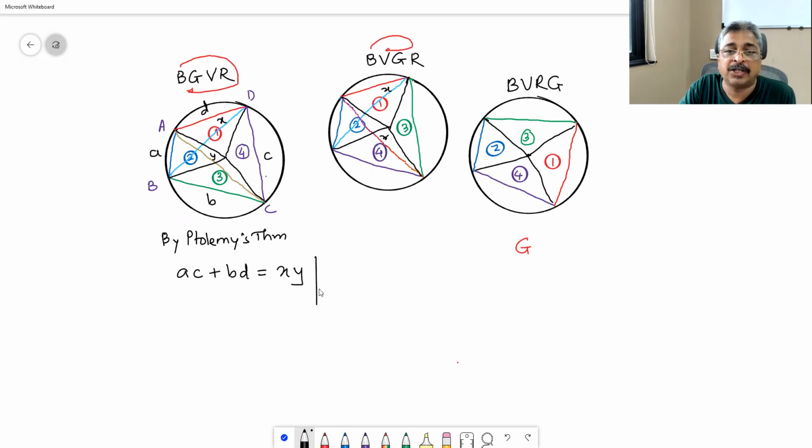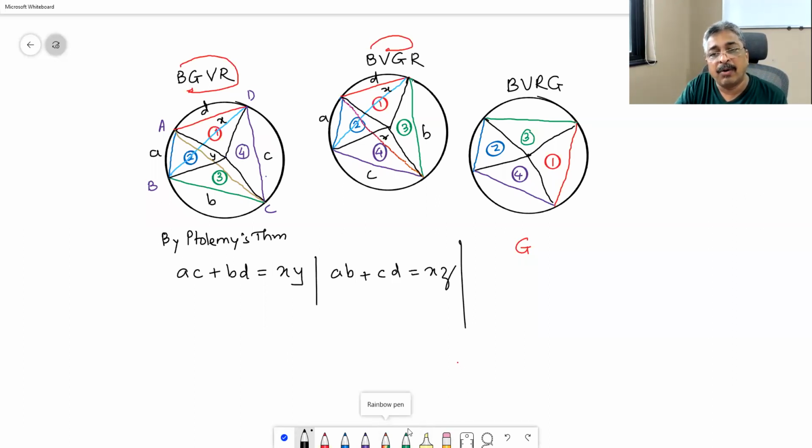Therefore, we have a relation here. Our blue segment was A, our violet segment was C, our green segment was B, and our red segment was D. So the relation that we have here is AB plus CD is equal to XZ, right, by Ptolemy's theorem.